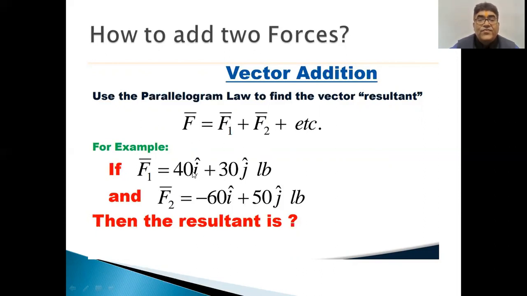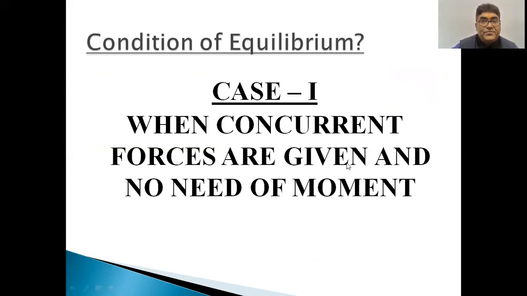These are the coordinates 40 and 30 in x and y direction respectively. Another force F2 can be represented by minus 60 i cap plus 50 j cap. Then what is the resultant? You can easily find the resultant with the help of the above formula. Adding F1 and F2, we get 40 i minus 60 i, that is minus 20 i cap, and 30 j plus 50 j comes out to be 80 j cap.